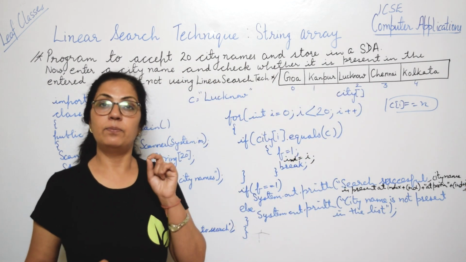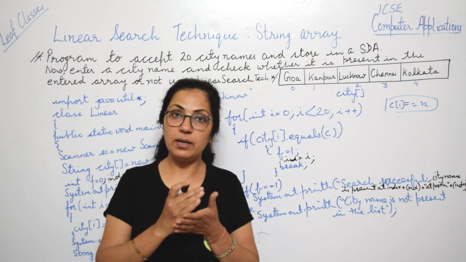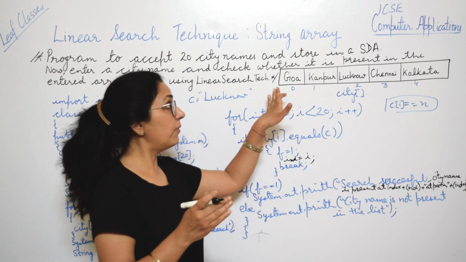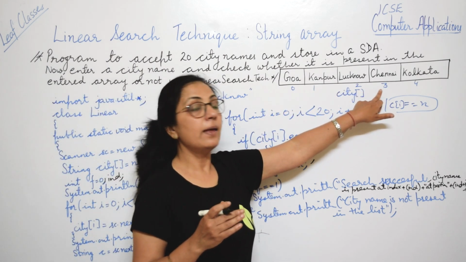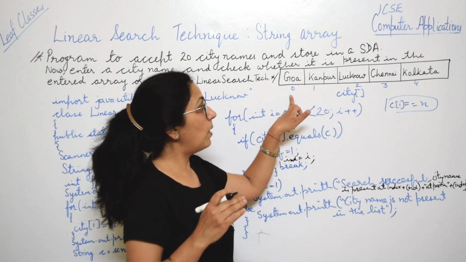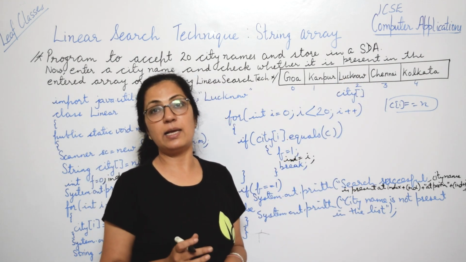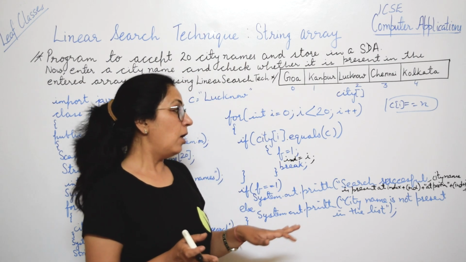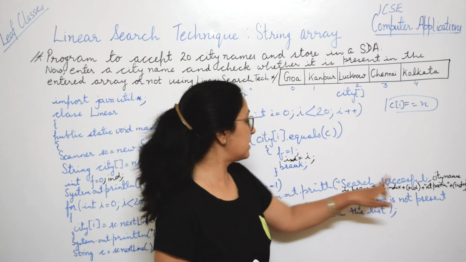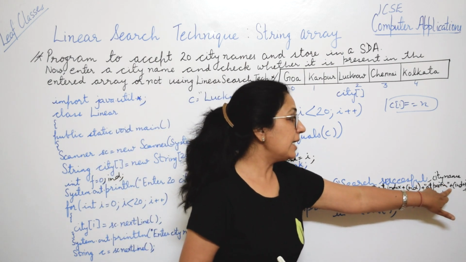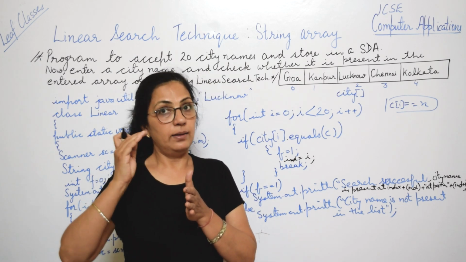Children, position is always index number plus 1. If index number is 0, position is 1. This is the first position, right? And if index number is 3, that means position is 4: 1, 2, 3, 4. So it is always better, why give the examiner a chance to cut your marks. Always specify: search successful, city name is present at index number ind, at position ind plus 1. Ind plus 1 will give you the position.